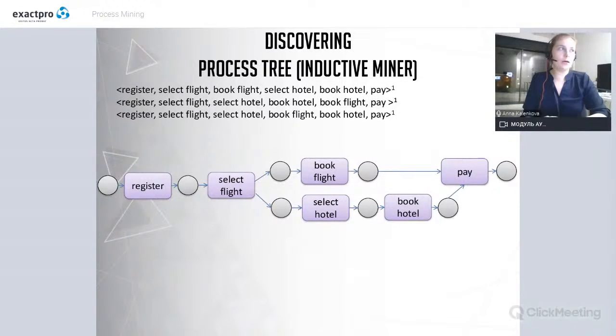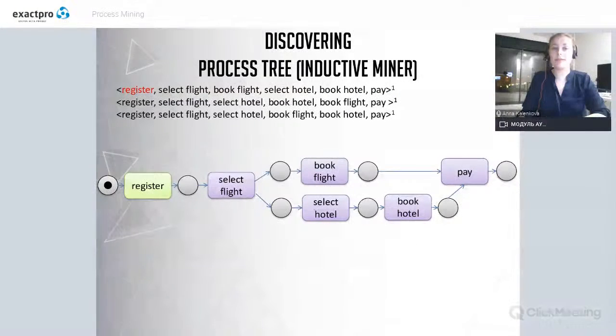So without giving a formal definition of a Petri net, I'm going to illustrate how it works. So here's our Petri net that actually corresponds to this process tree we have discovered before. So we first make register, then select flight. Then this construction means that we execute in parallel two branches, book flight and select hotel, book hotel, and then pay synchronizes these two branches. So let us replay the first trace from our event log.